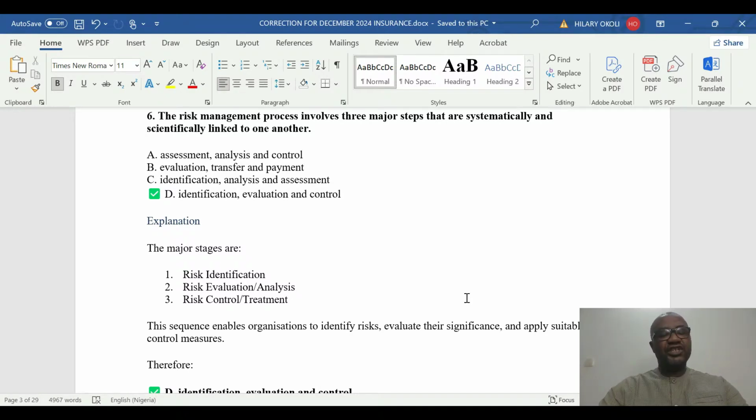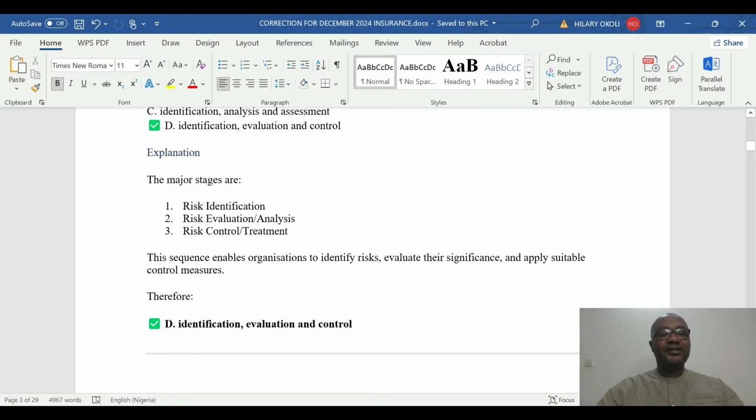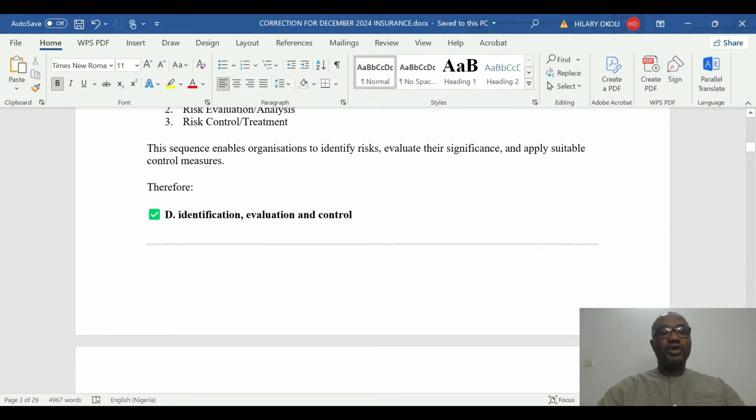Then after that, you treat or you now have to control. So first is risk identification. Second is risk evaluation or analysis, and the final one in this context is risk control or treatment. So this sequence enables our organization to identify risks, also evaluate their significance, and hence apply suitable control measures to that effect. So D is the best option, which says risk identification, evaluation, and control.